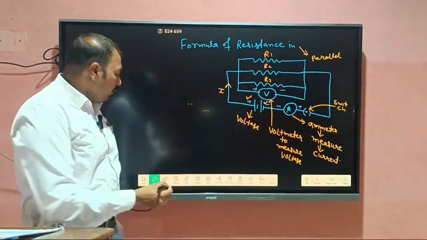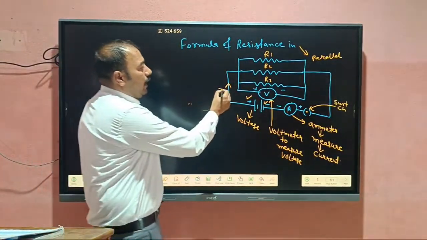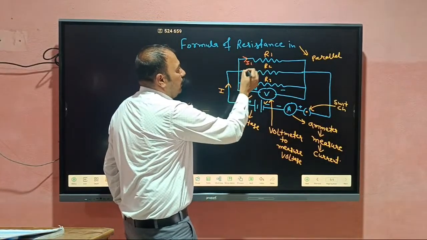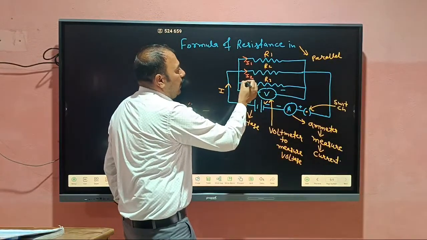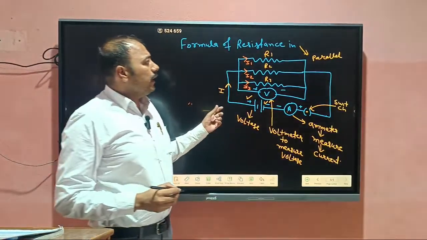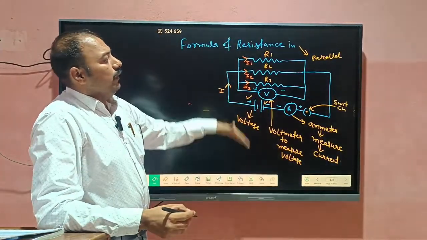So here I is divided into three parts: this is I1, this is I2, and this is I3. So this is the circuit diagram of a parallel combination. We can write these terms in the form of some definitions.